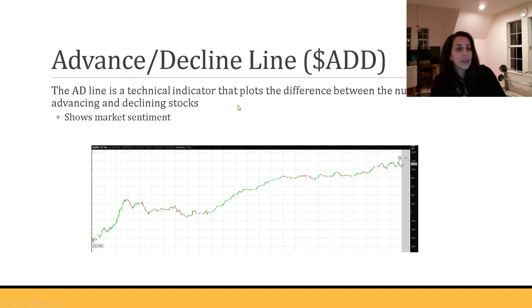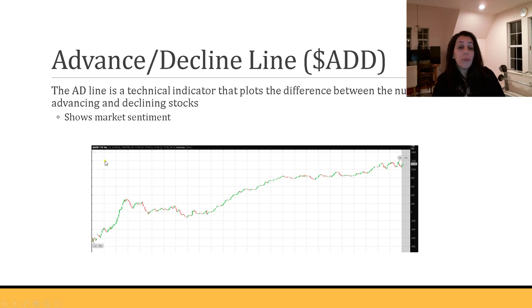This indicator basically plots the difference between the number of advancing and declining stocks. In other words, it looks at how many stocks are trading above their previous day close versus how many are trading below their previous day close. So again, this is also showing the market sentiment. I wanted to be able to compare all of these together and put them together.